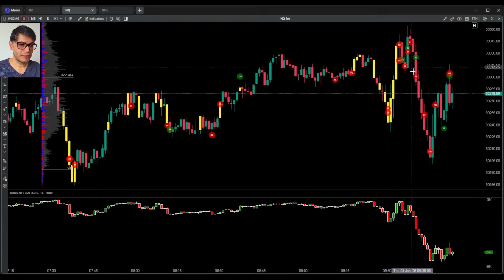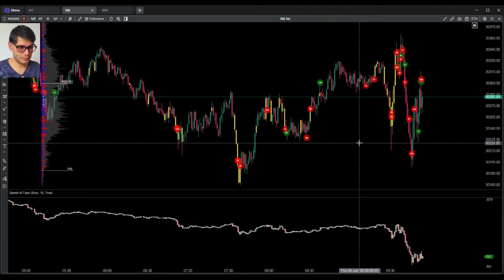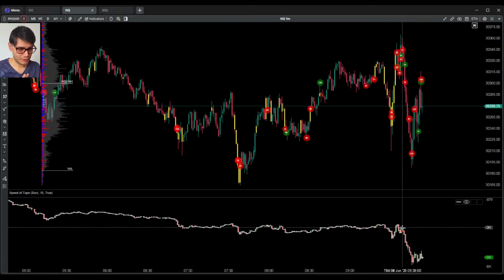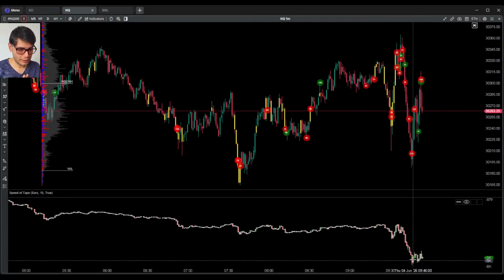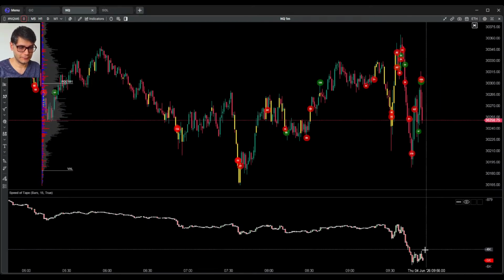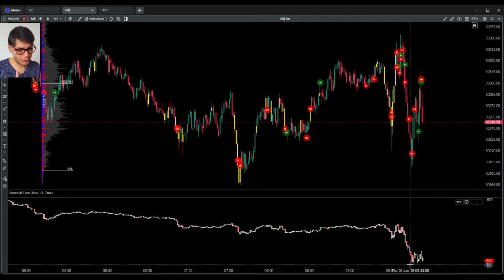We start having a sell-off. Let's zoom out a little bit. We are having a sell-off. The sell-off is shown in the CVD. Look at all these big red candles on CVD. CVD is very low at minus 5,000.